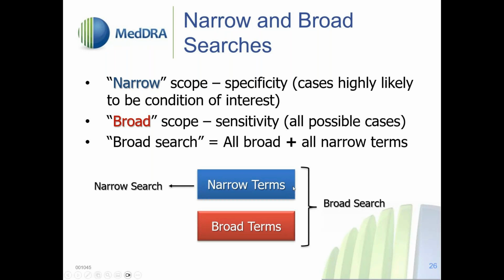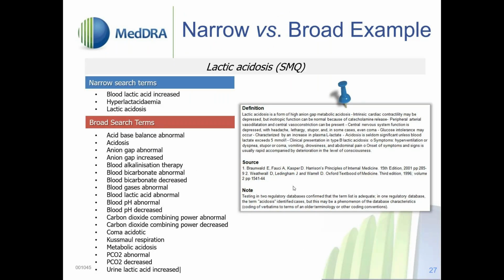Then let's look at an example of an SMQ with broad and narrow terms. This is the SMQ lactic acidosis, and you'll find a definition, which I'm not going to read out to you. But you see that it just has very few narrow terms: blood lactic acid increased, hyperlactacidemia, lactic acidosis. And then you have a long list of broad search terms. But these are not specific to lactic acidosis. So acidosis could be any kind of acidosis. Acid-base balance abnormal could be any kind of acid-base, anion gap.